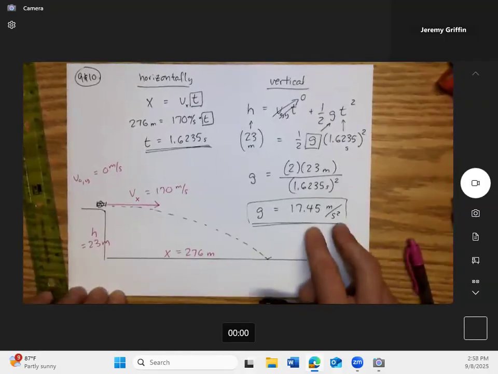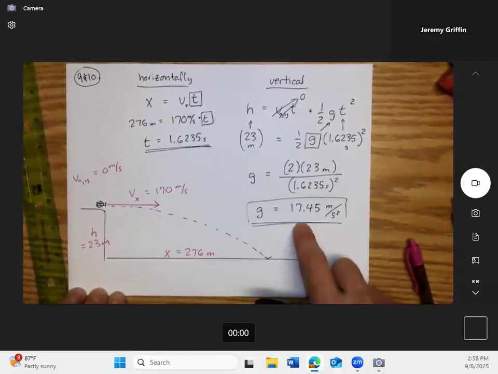Suppose you were on my planet. Would you feel really light, really heavy, or about the same as you do on Earth? About heavy? Yeah, about twice as heavy, wouldn't you? Because you guys know Earth gravity is about 9.8, and this planet's like 17 something. About twice as heavy.